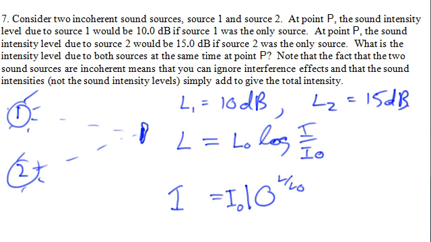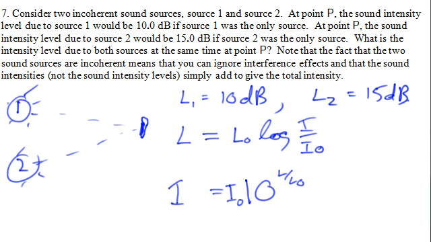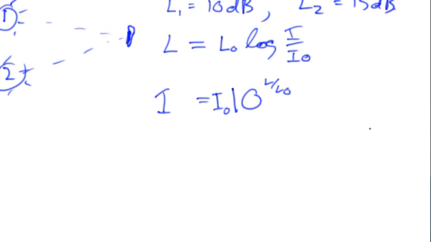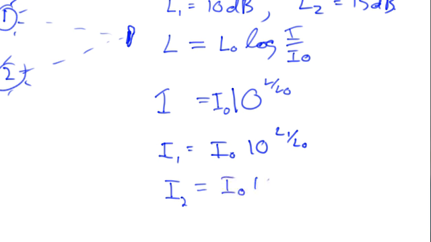So let's see what we got here. In other words, I1 is equal to I0 times 10 to the L1 over L0. And I just defined L0 to be 10 decibels, and this I0 we know is given on the formula sheet. I think it's 1 times 10 to the minus 12 watts per meter squared. I2 is I0 times 10 to the L2 over L0.